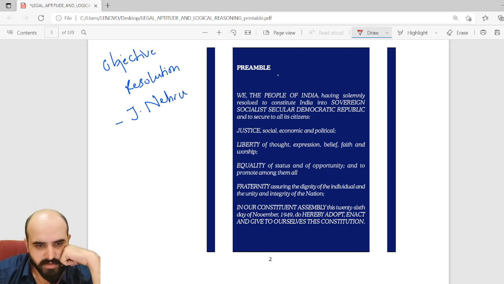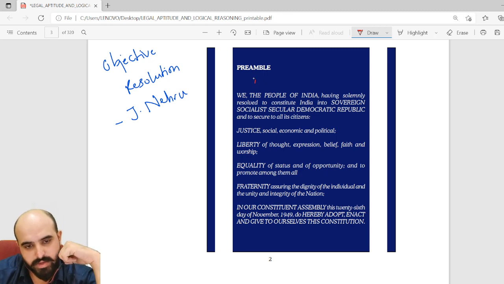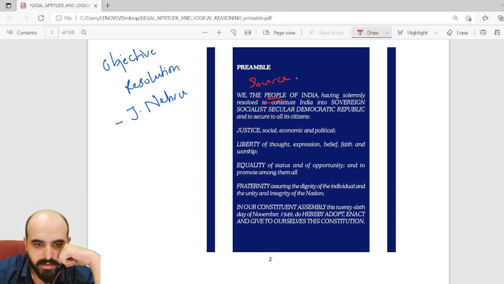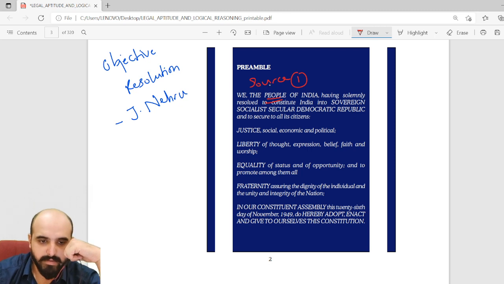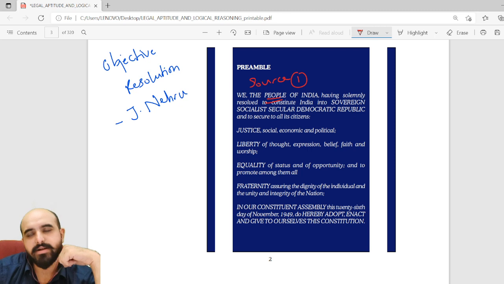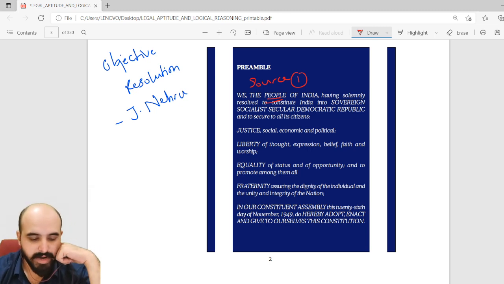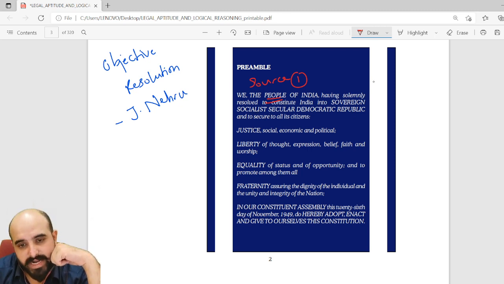So the first point we see here is: we the people of India having solemnly resolved to constitute India. So what is the source? The source is people. This is your first MCQ. You may be asked what is the source of our constitution? The people of this country are the source of our constitution. Right.